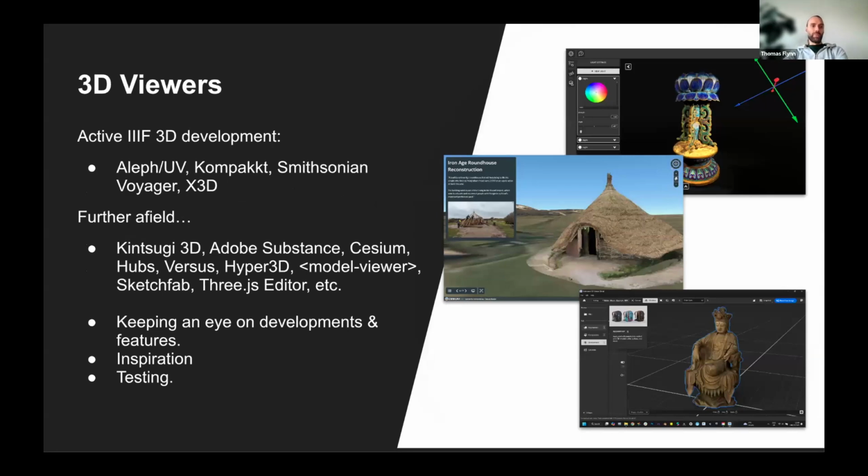There are lots of 3D viewers in the world and online, and so the community group regularly has links shared in Slack or demonstrations on one of the calls as well. These could be from active IIIF 3D viewers that are being used to develop the IIIF 3D spec. So Aleph, Universal Viewer, Compact, the Smithsonian Voyager, X3D viewer, but then also looking further afield at other interesting viewers, such as Kintsugi 3D out of Minneapolis Institute of Art, other industry viewers like Adobe Substance, Cesium, all the ones listed here.